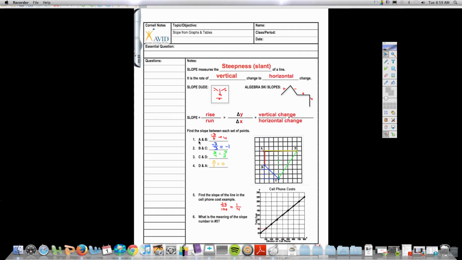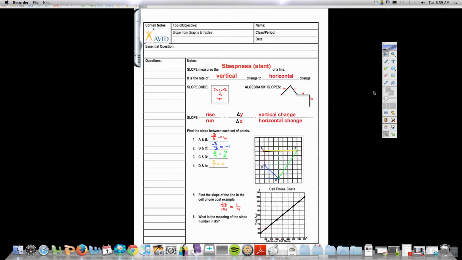Some of the examples on here. The first one gives you the graph. I connected the dots. So from A to B, up and down, it went down 1, 2, 3. So that's why I have -3. It went down 3, and then it didn't go over at all because it was just straight up and down. So it went over 0. Anytime you have a 0 in the denominator, that's an undefined slope.